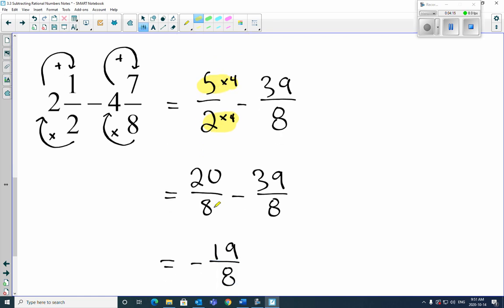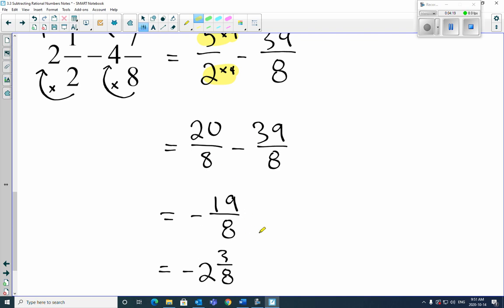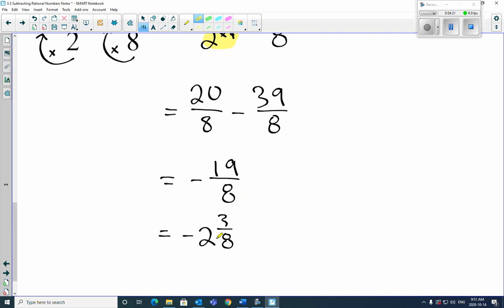And we end up with 20 over 8 minus 39 over 8, common denominator. You could just do 20 minus 39, so negative 19 over 8. That's improper, and if you want to change it to mixed, 8 goes into 19 2 times evenly with 3 left over. So we end up with negative 2 and 3/8. Okay.